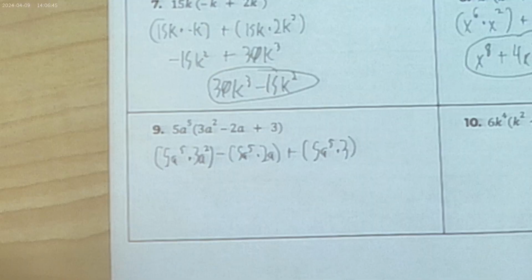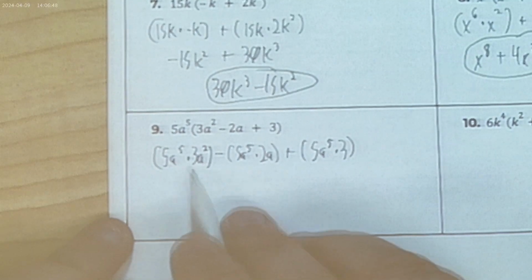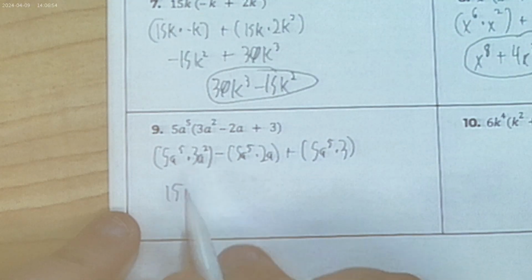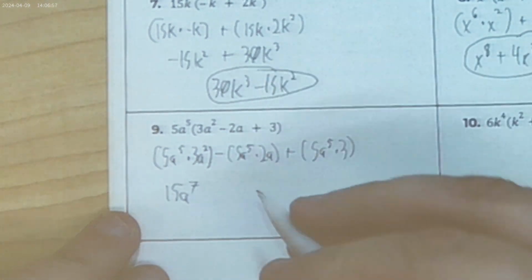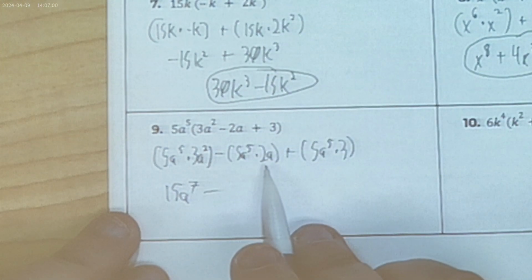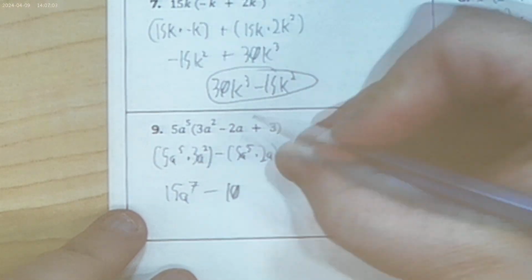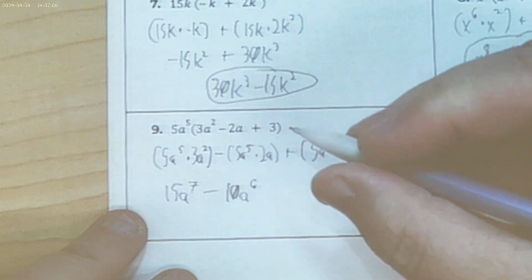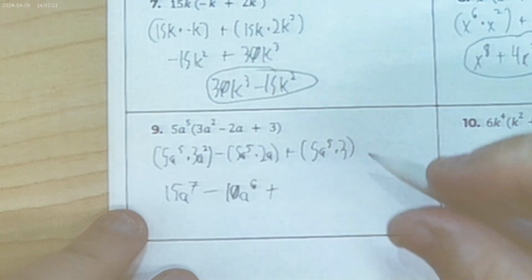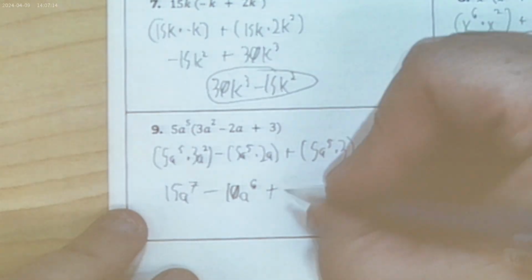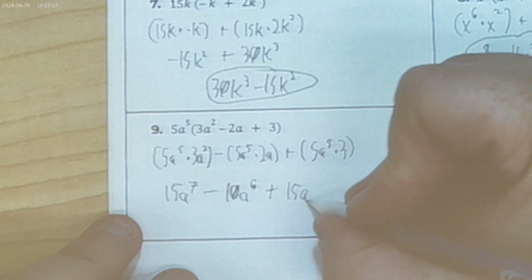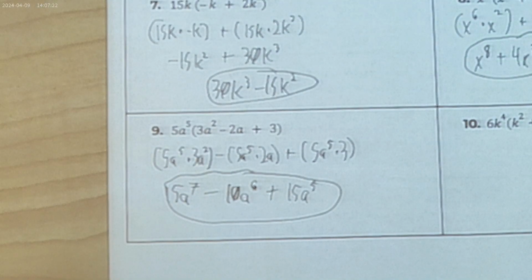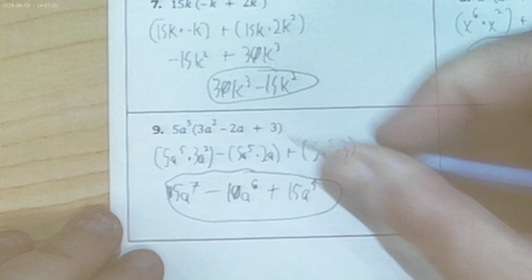All right, for some reason I thought that I was missing something. So 5 times 3 is 15. A to the 5th times a squared is a to the 5 plus 2, which is a to the 7, minus 5 times 2 is going to be 10. A to the 5th times a to the 1st is going to be a to the 6th, plus 5 times 3 is going to be 15, and then a to the 5th. 7, 6, 5, we are in proper form, and there we go. All right, 15, there we go, now it's legible.